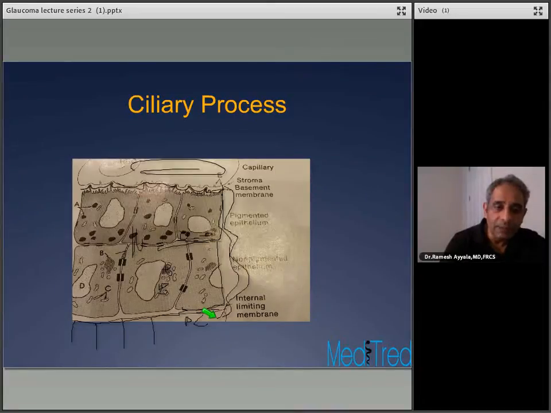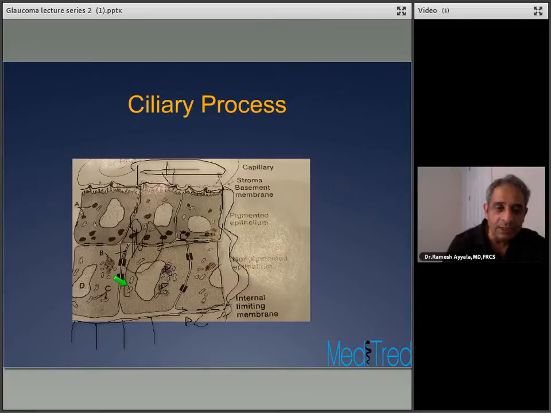Now, individually, what's going to happen here, and we will go through this a little later in the lecture, is that the capillaries, briefly speaking, will let the plasma come out into this stroma by, say, ultrafiltration, and from there the plasma is going to leak across the cells, the pigmented and the non-pigmented cells.